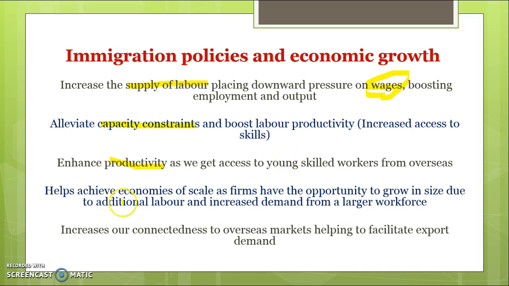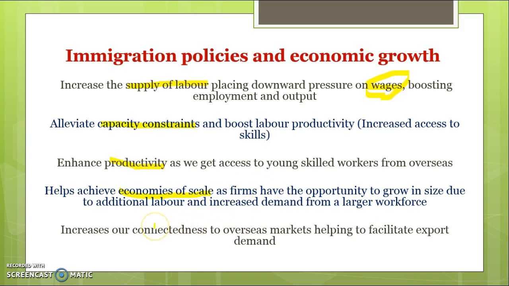It also allows us to achieve economies of scale. A really key thing you want to talk about that will separate your answer from the pack is this ability for firms to produce on a bigger scale because of the increase in the population and the size of the labour force. That allows them to produce with lower fixed costs per unit of output because of a higher population and higher level of output.